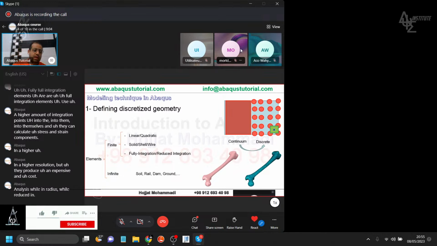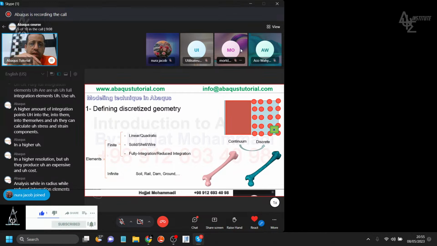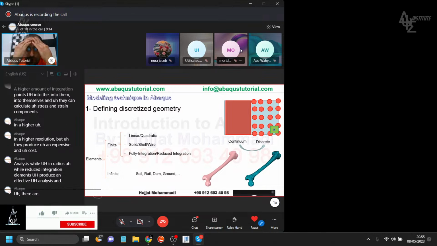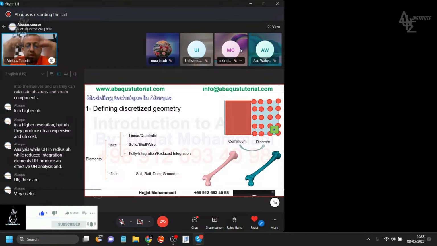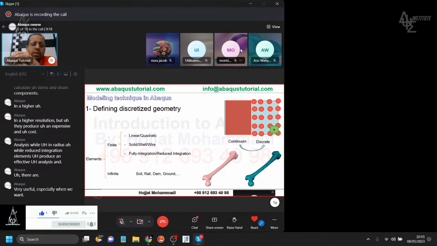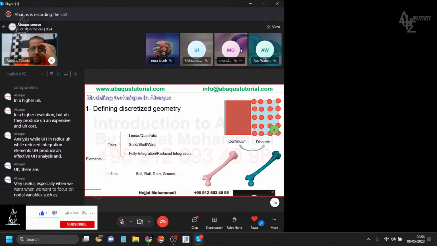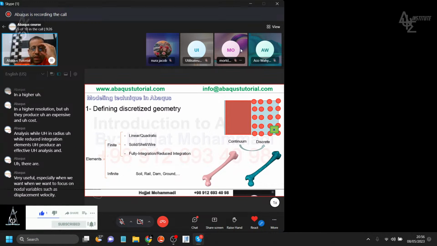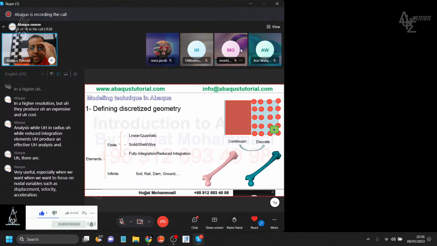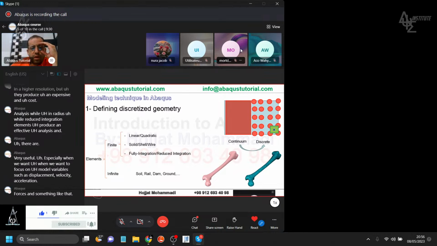reduced integration elements produce an effective analysis, and they are very useful, especially when we want to focus on nodal variables such as displacement, velocity, acceleration, forces, and something like that.